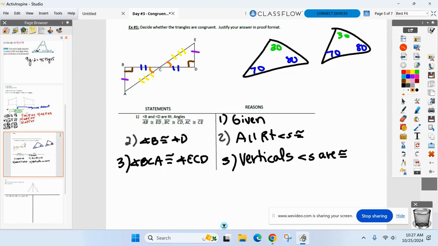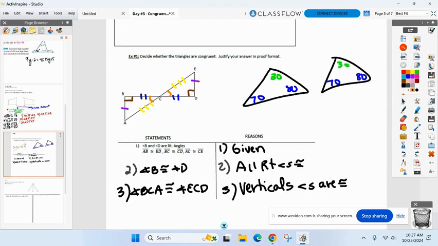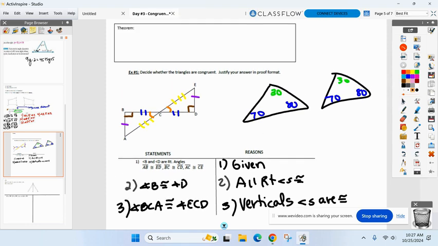Agreed? Okay, so I want you to write that down in your theorem box first. This new theorem we're going to use, you guys have one right down below. So in two triangles, if two pairs of angles are congruent, so are the third pair.